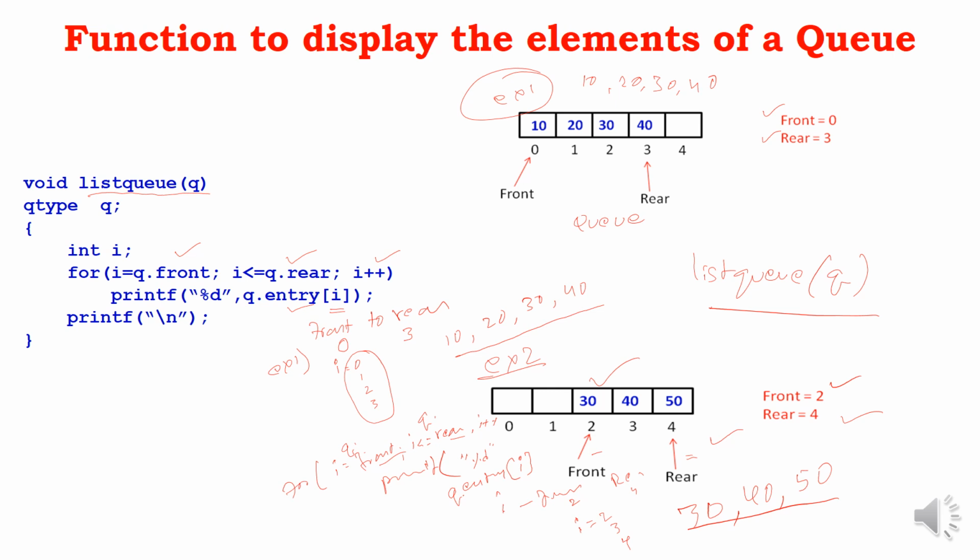What are the indices from 2 to 4? 2, 3, 4. Value at position 2 is 30. Value at position 3 is 40. Value at position 4 is 50. So 30, 40, 50 will be displayed. Two examples are taken here. In both examples, the elements are displayed from front position to rear position.